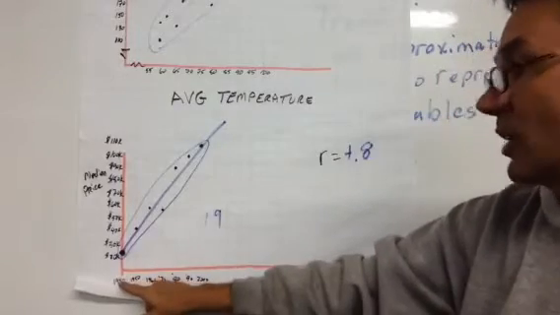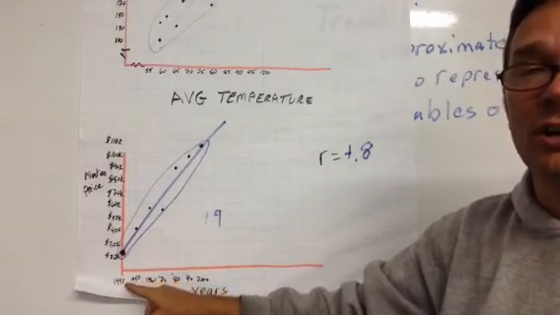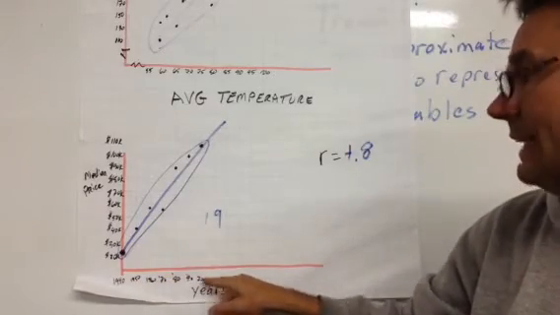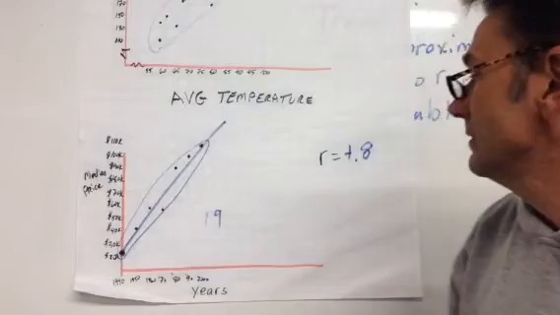Okay? And again, I'm starting with 1940. It's my starting year. All right? And I'm going up by 10: 1950, 1960, 70, 80, 90, and 2000. Making it nice and easy.